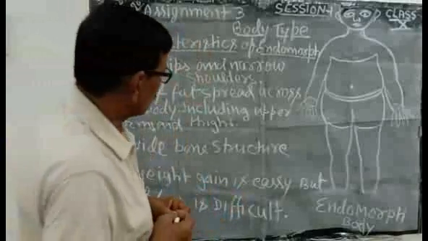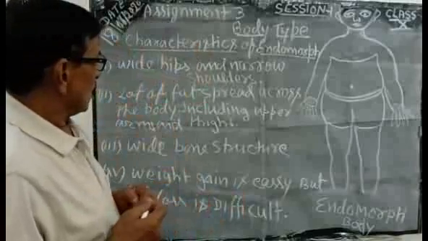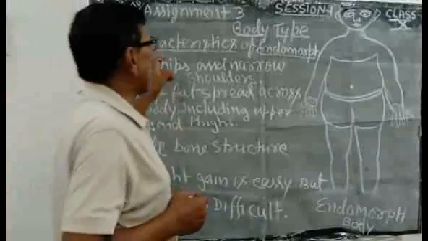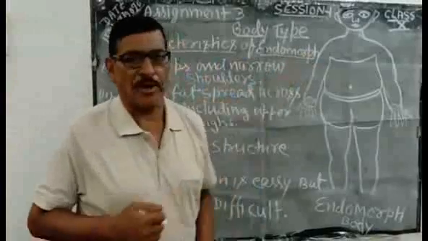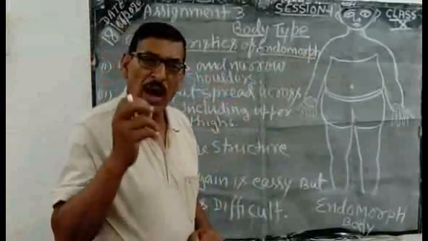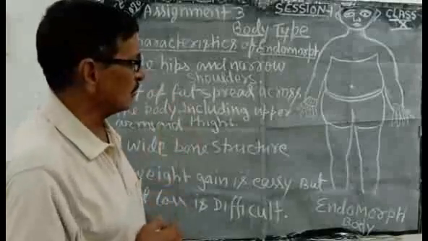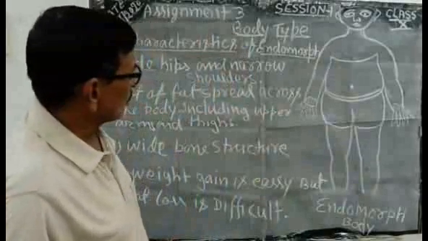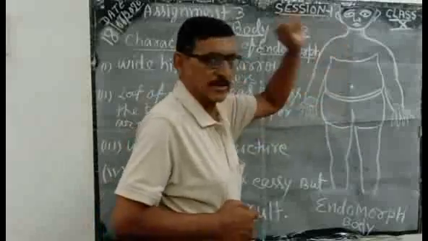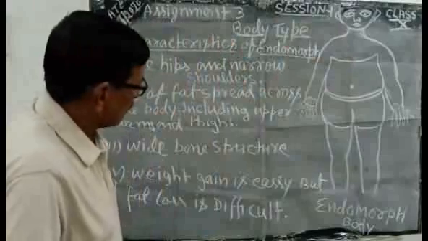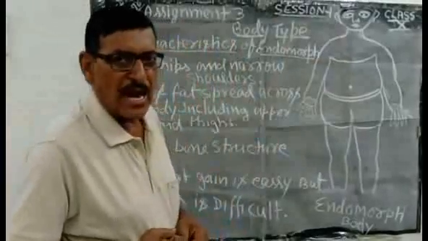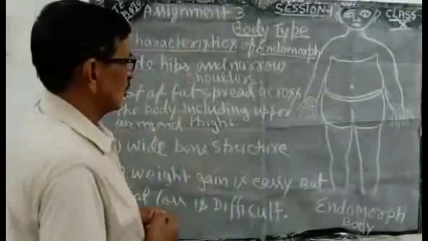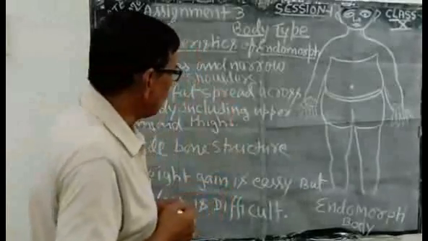Now, children, we will study the characteristics of endomorph body. Now, I want to draw your attention again to the figure, especially on hip and shoulders. We are seeing in the figure, hip is wide and shoulders are narrow. So it is the main characteristic of endomorph body.